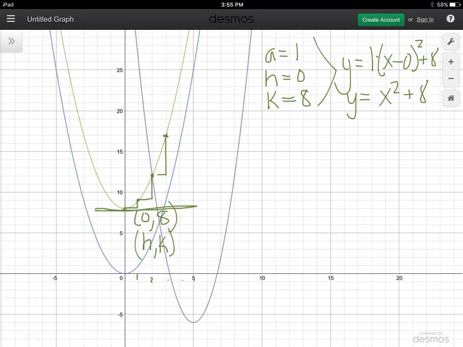So if we look at this purple one, our vertex here is over 5, and it went down to 6. Let's change the color here.